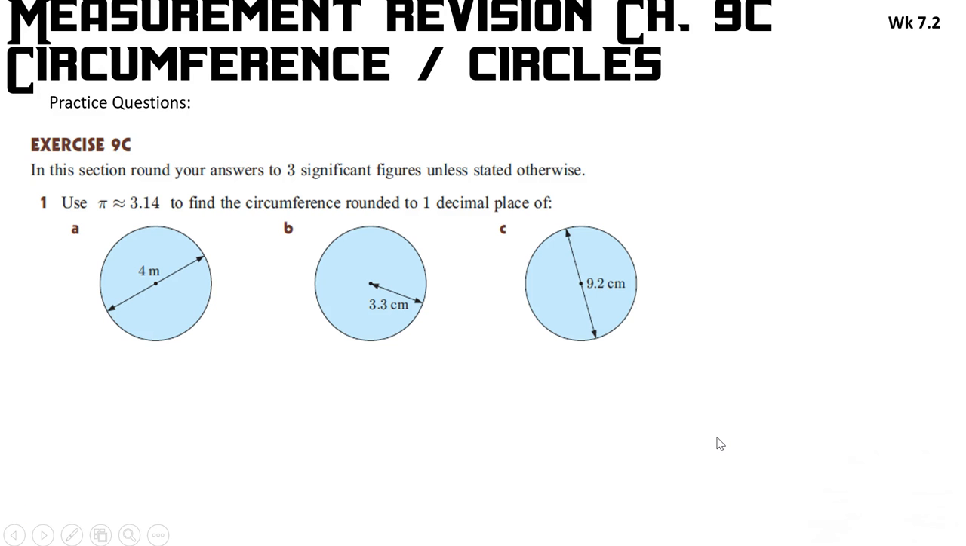Using what we've just discovered about the relationship between the circumference of a circle and its radius, answer these questions. Using 3.14 as our pi, we're given here the diameter, here we're given the radius, and here we're given the diameter again. So use that relationship to find out what the circumference is. Here are the solutions.